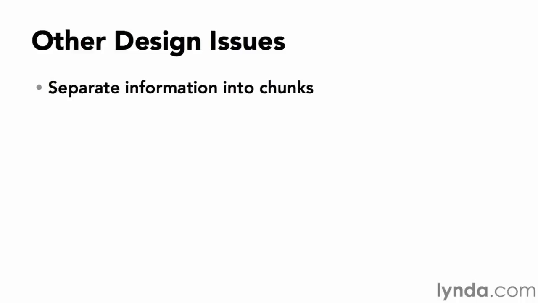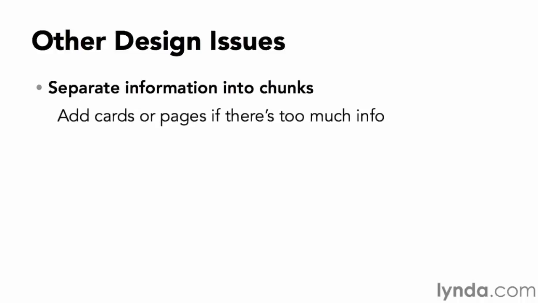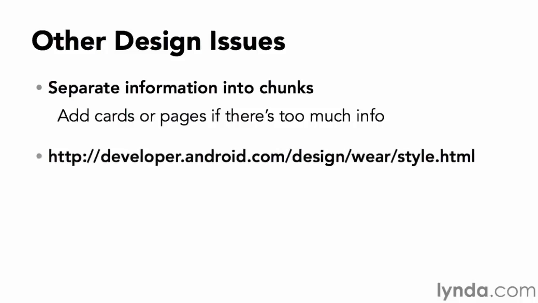This goes along with the UI patterns of cards and pages. Instead of trying to show the user everything all at once, break it down into small pieces and let them go to the information that they need. And once again, you can find more information on the website in the Style page. So that's an introduction to some of the issues you might run into as you're designing your Android Wear apps.